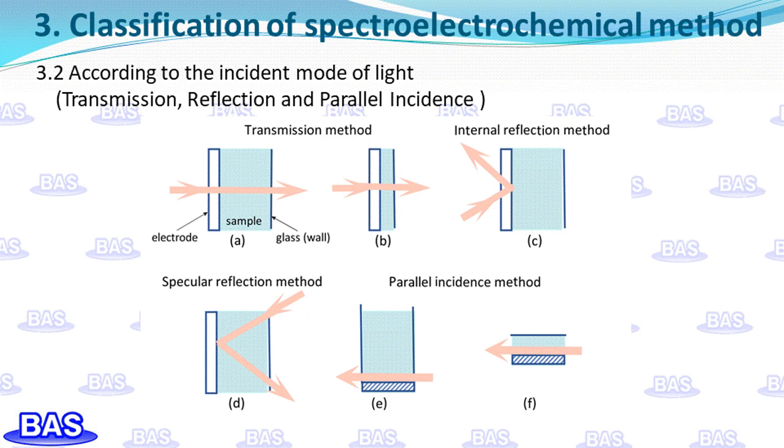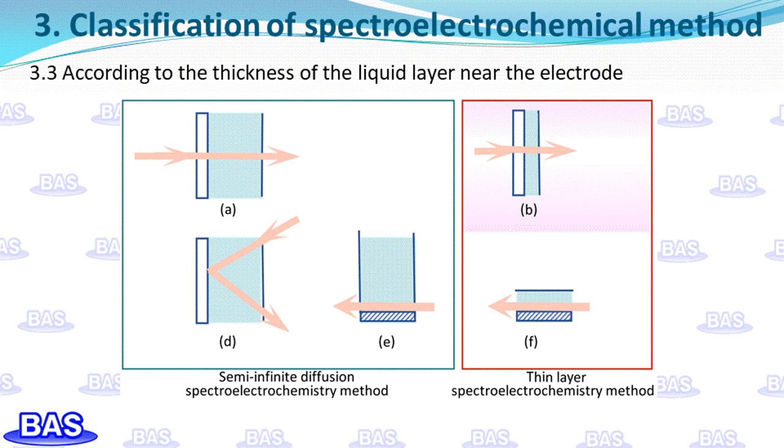There is also a classification method, which can be divided into thin layer spectroelectrochemical method, B and F, and semi-infinite diffusion spectroelectrochemical method, A, D, and E, according to the relative thickness of the solution layer near the electrode. The thin layer spectroelectrochemical method involves the exhaustive electrolysis of the active material in the electrolytic cell. Therefore, in general thin layer spectroelectrochemical experiments, longer excitation time is often used, such as longer electrolysis time in potential step experiments and slower potential scan rate in cyclic voltammetry experiments.